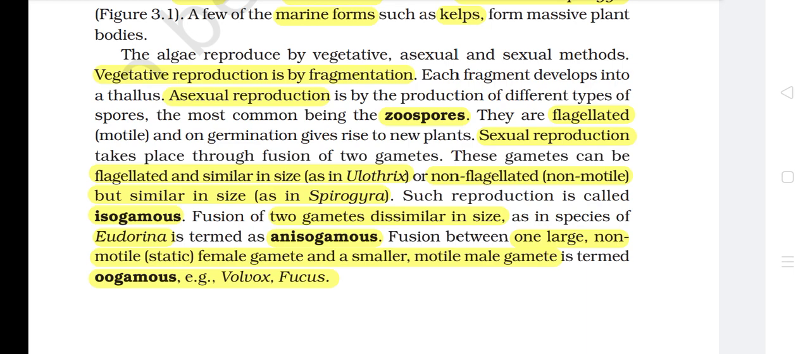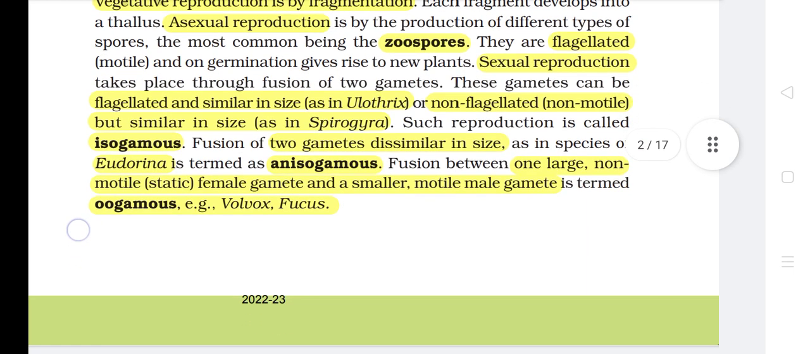Sexual reproduction takes place through fusion of two gametes. These gametes can be flagellated and similar in size as in Ulothrix or non-flagellated, non-motile but similar in size as in Spirogyra. Such reproduction is called isogamous. Fusion of two gametes dissimilar in size, as in a species of Eudorina, is termed as anisogamous. Fusion between one large, non-motile static female gamete and a smaller motile male gamete is termed oogamous. Volvox, Fucus.